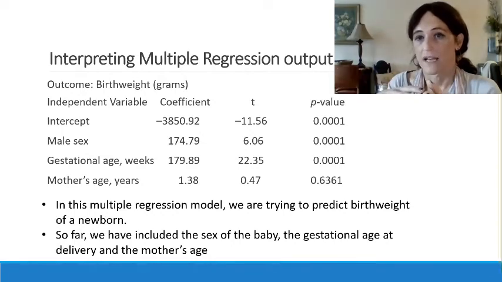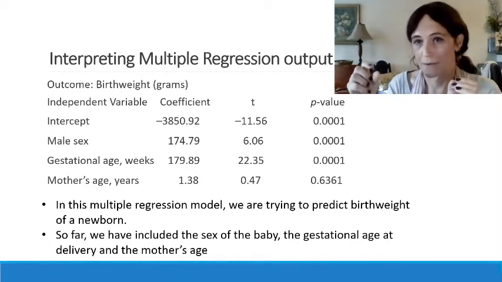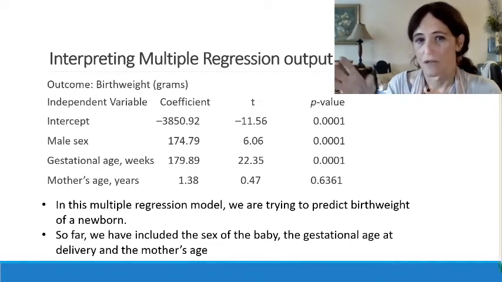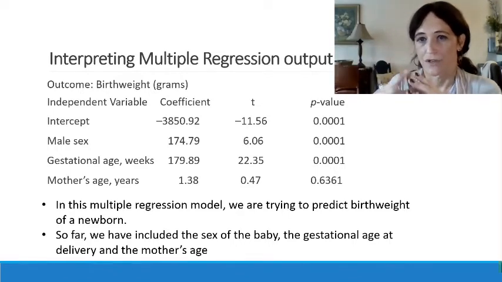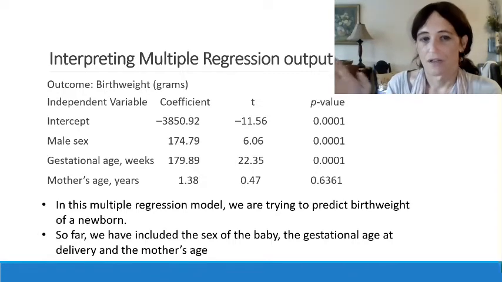And then mother's age doesn't seem to have a real strong effect based on the p-value. Also, if you look at the coefficient, a 1 year change in mother's age is associated with only a 1.38 gram difference in birth weight, a minuscule amount, right? Because a healthy or normal weight would be about 2,500 grams. So you can think of it that way. So 1 gram, not very much.